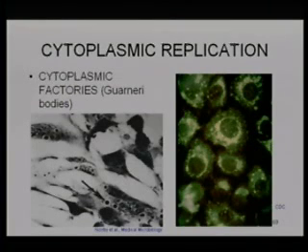So these are going on in factories in the cytoplasm, which in the old days were known by light microscopy and called Guarneri bodies, because they were found by Signor Guarneri, probably a senior, not a signorina, I suspect, at the time they were discovered.